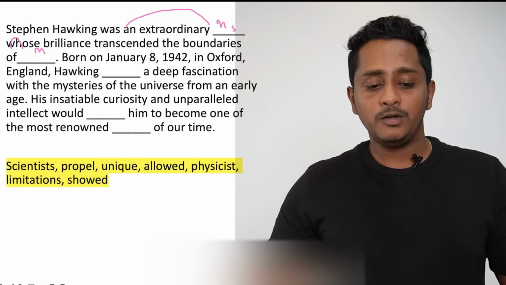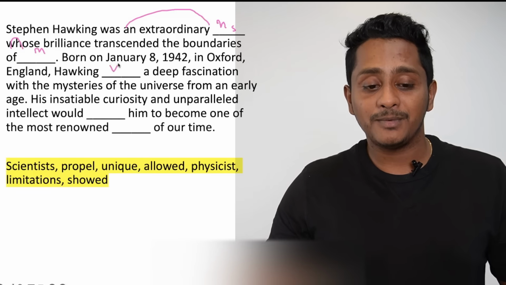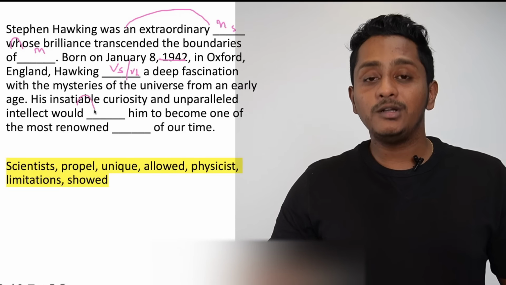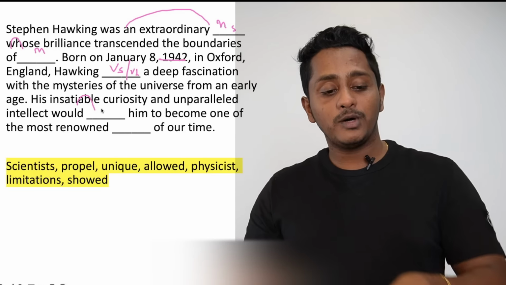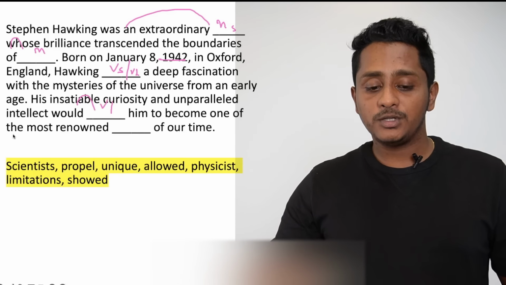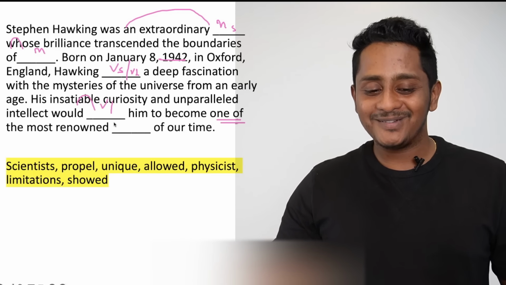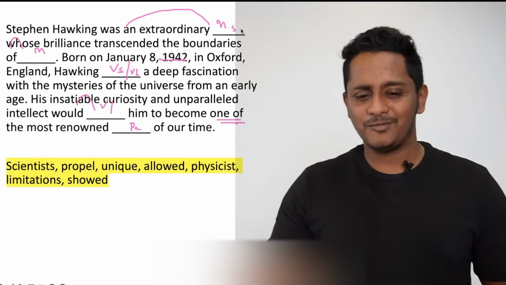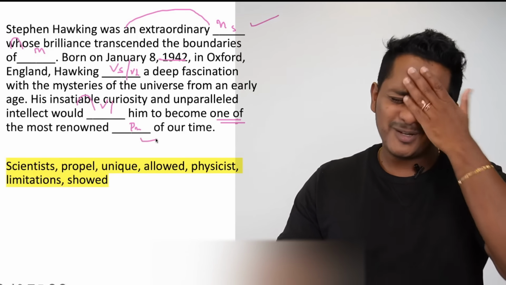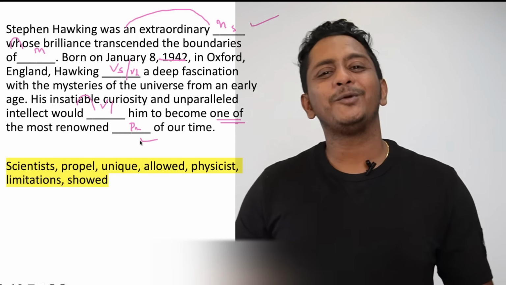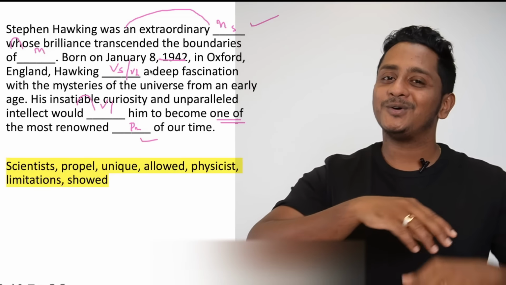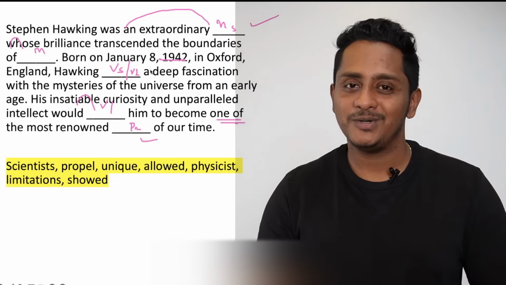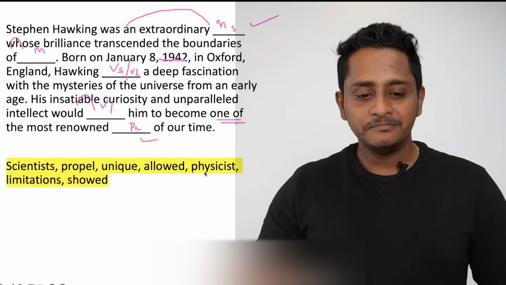Born on January 8th in Oxford, Hawking is a singular noun; think of subject-verb agreement, or verb 2 if it is past tense. After "would", first rule: with can, could, would, verb 1 will come. The most renowned, one of the scientists, we know, plural noun. So I've written everything now. Singular noun for the first one, plural noun for the last. Using grammar, you can quickly do it. Try doing it in 20 seconds if possible. Pause the video, do it and see the magic yourself. Once done, please resume the video to understand my approach.